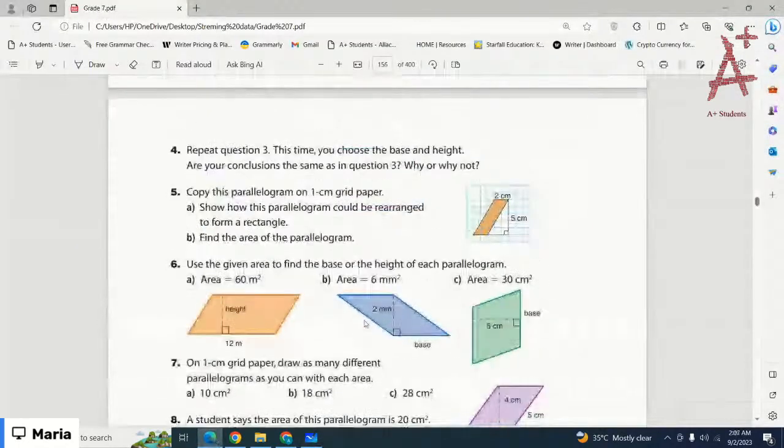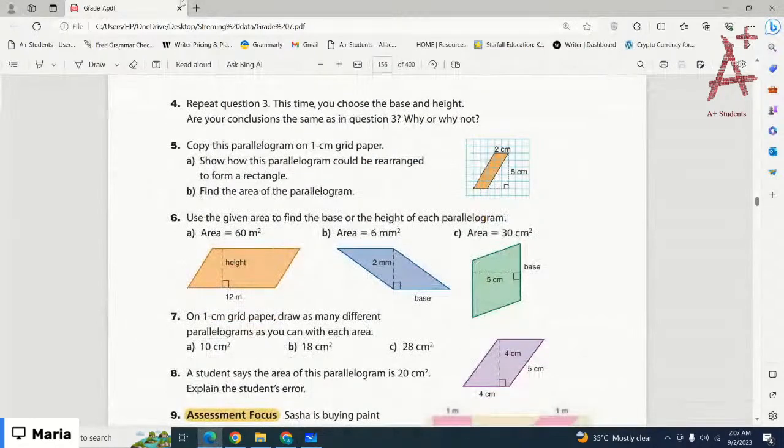Okay, question number 4. Repeat question 3. This time you choose the base and height. Are your conclusions the same as in question 3? Why or why not? Whatever values you choose, if the base and height values are the same, they have the same area, right? For example, you can choose different values, but whenever you calculate base times height, they have the same values, right?